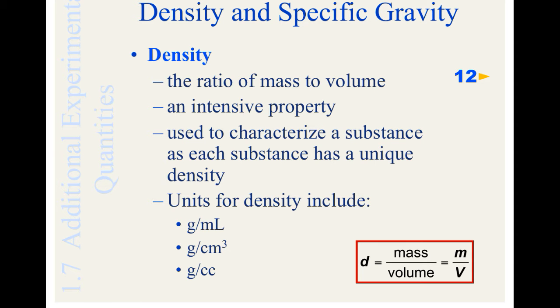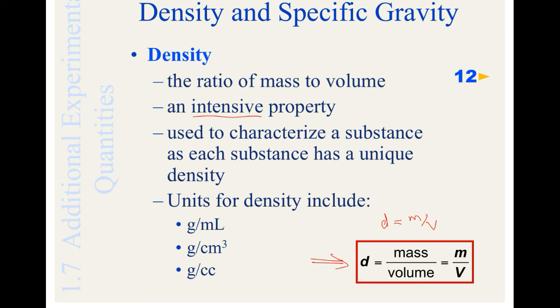A couple of the last concepts that we have to look at in section 1.7 are both density and specific gravity. Density is simply the ratio of mass to volume. You may have seen this formula somewhere before: D equals m over v, which is density equals mass over volume. It is an intensive property, so it's intensive to a substance. So whether you have 1,000 kilograms of lead or 1 gram of lead, it's going to have the same density. If you have 1,000 liters of water versus 1 liter of water, the density will not change. So that means it's an intensive property.